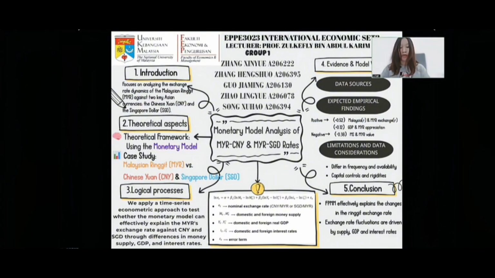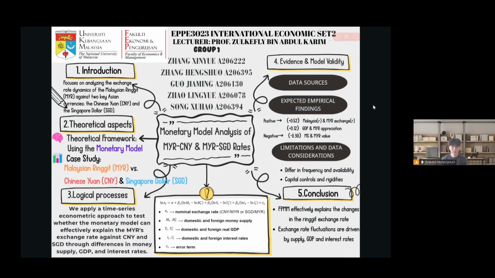Now we are going to look into how the Malaysian ringgit moves compared to two major Asian currencies, the Chinese yuan and the Singapore dollar. These exchange rates are really important for Malaysia's trade and investment, basically how Malaysia connects economically with China and Singapore. So understanding these rate dynamics helps us get a clearer picture of Malaysia's external economy. Now, in the second part, I will introduce the theoretical aspects.